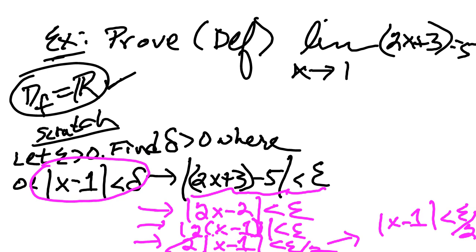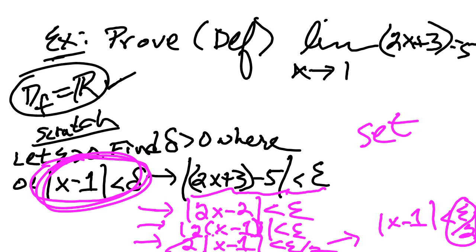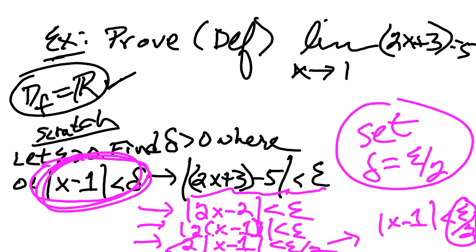So now, what did I have over here? Absolute value of x minus 1 is less than delta. I'm trying to find the delta. So I need to set delta equal to epsilon over 2. So I let epsilon be greater than 0. I'm going to set delta equal to epsilon over 2, and then I'm going to work this backwards, and should be good to go. So I'm going to finish up with a proof.